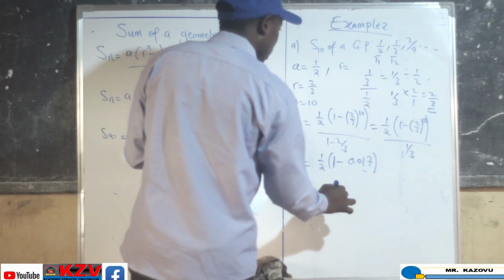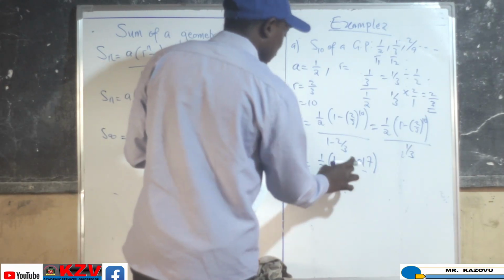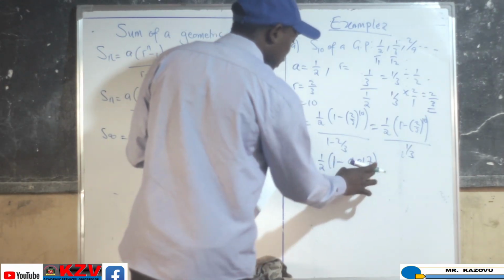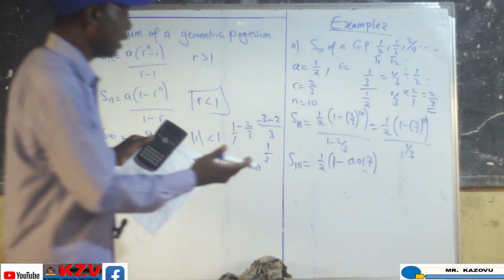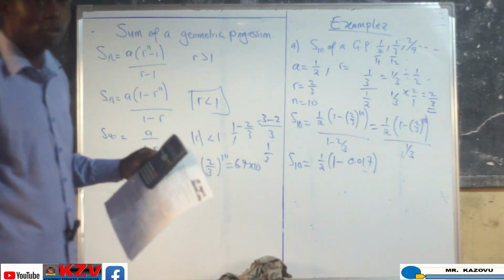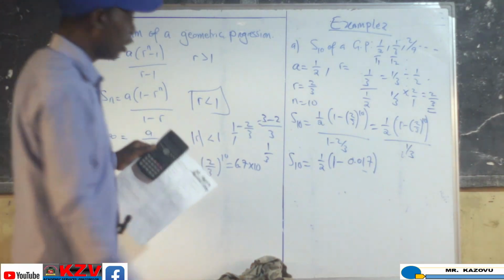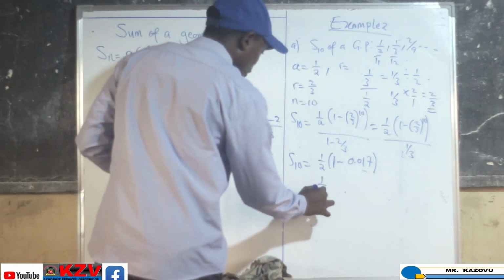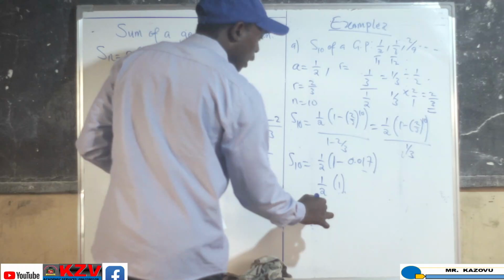It's 0.017. So we have 1 minus 0.017, isn't it? Are we on the same page? Now 1 minus 0.017 is almost 1, because that power term is almost 0. If you round it off, it gives you 0, isn't it? So you have 1 there. So you have 1 over 2 and then 1.